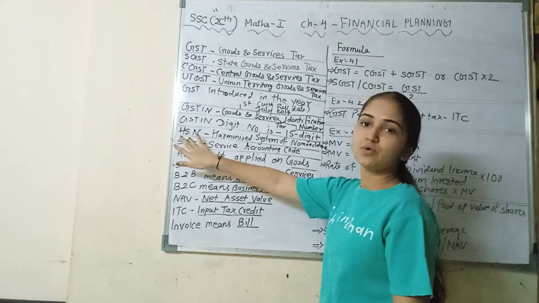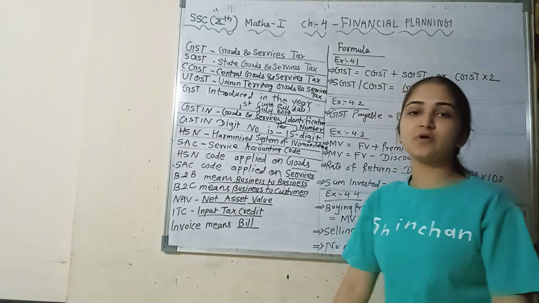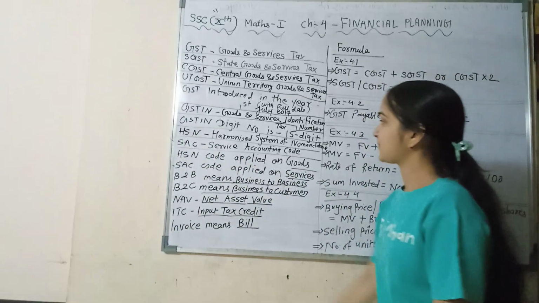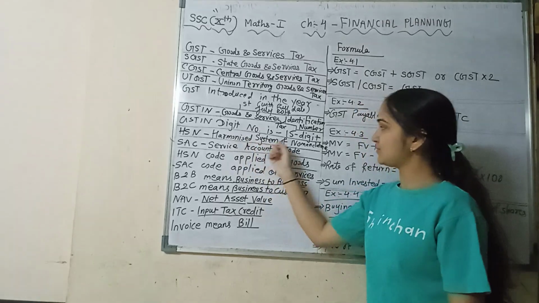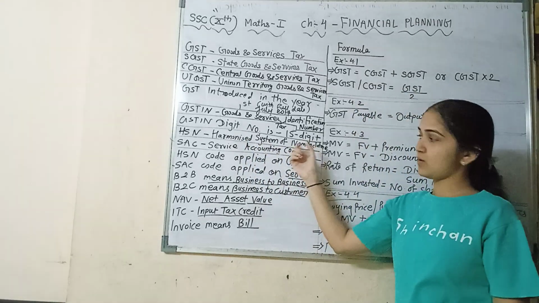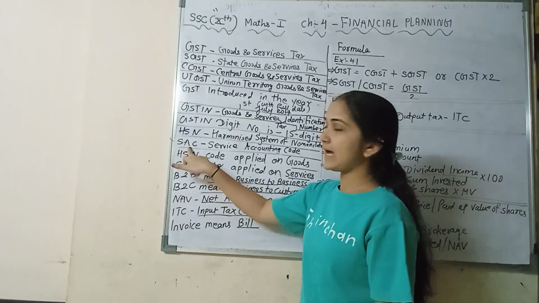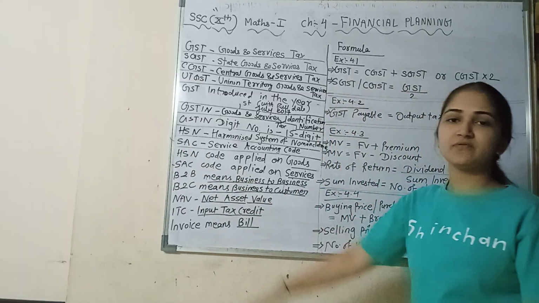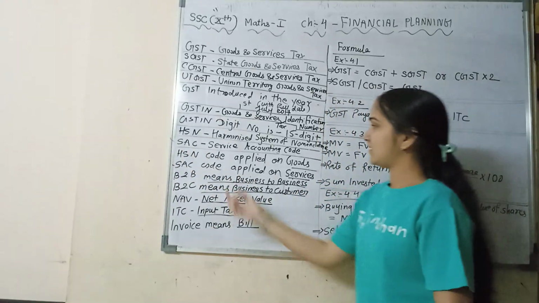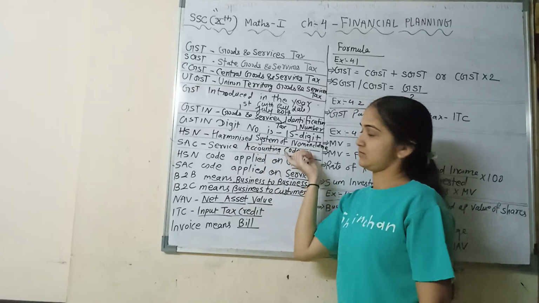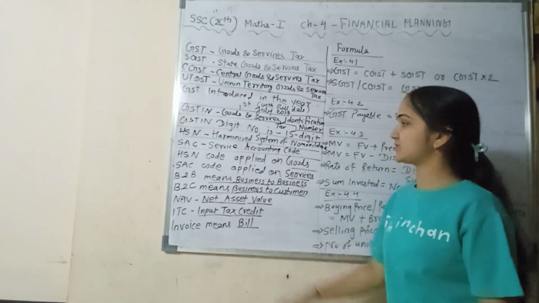Now we move on to HSN. What is the full form of HSN? Harmonized System of Nomenclature. We will see what this is in the next video. Now, SAC. What is the full form of SAC? Service Accounting Code. This we will also see next time.